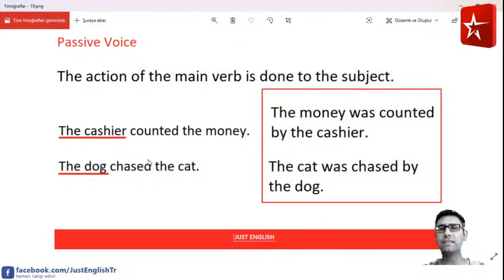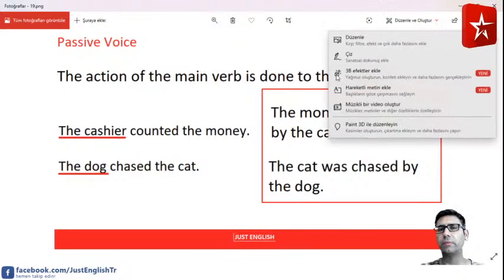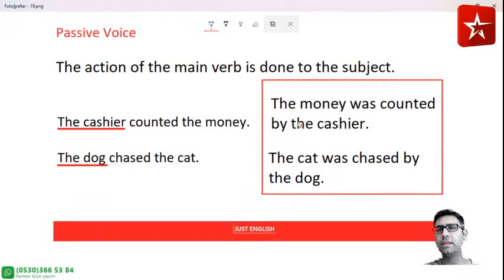Okay, let's see how that action is done to the subject. Here, the money was counted by the cashier. We don't have to add "by the cashier." That would be okay. For example, if I did this, this is still correct. Okay? The money was counted. The money was counted.